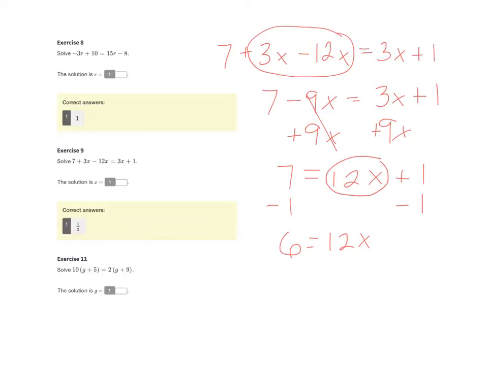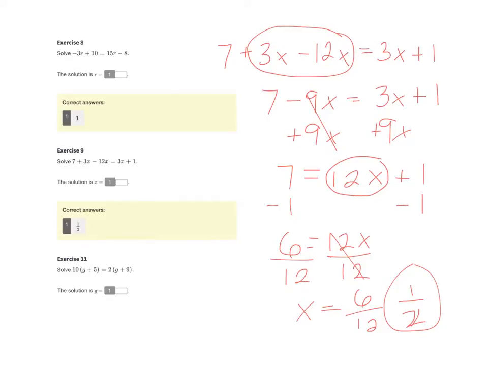Now, 12 times x, what's the inverse of multiplying by 12? The inverse of multiplying by 12 is dividing by 12. So x is going to be equal to 6/12, which can simplify to 1/2. And that's how you do exercise 9.